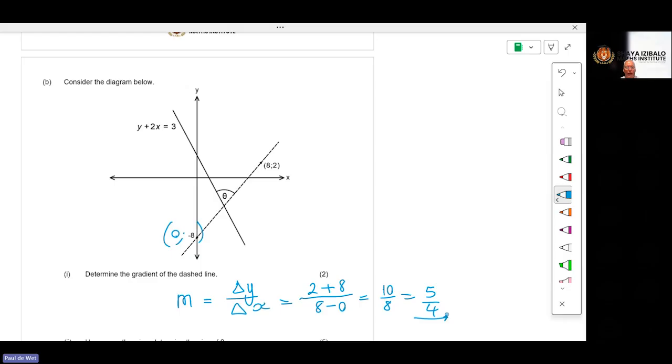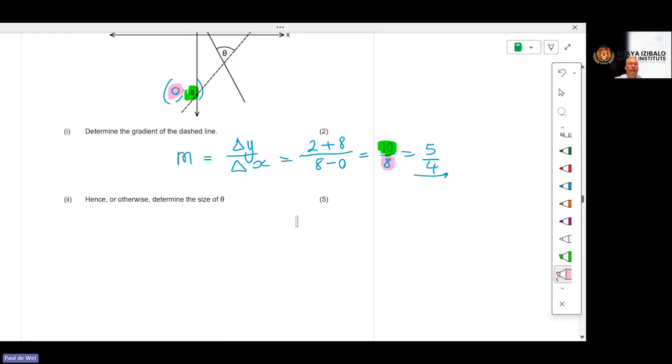Okay, that's just using our gradient formula. As I say, I don't use the formula. I just say to myself, how much have I gone up? I've gone up 10. How much have I run across? I've run across 8. Okay, so I think you can just get it by looking at the diagram.